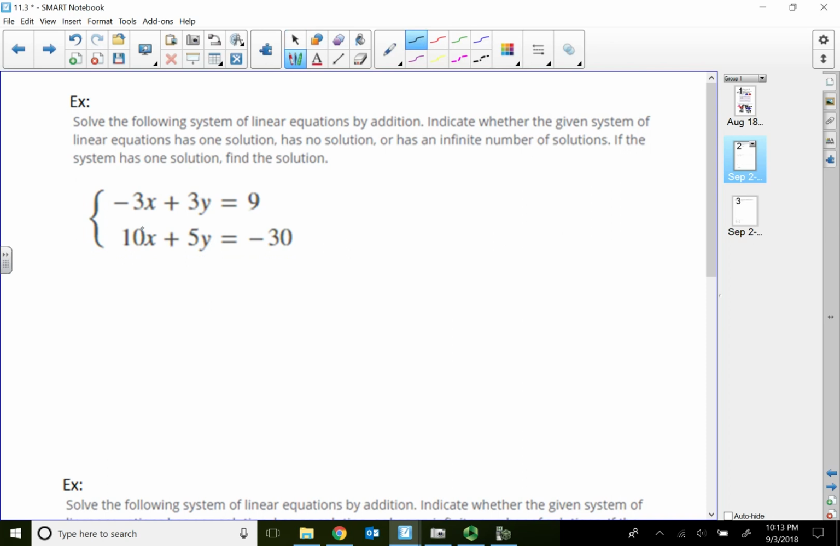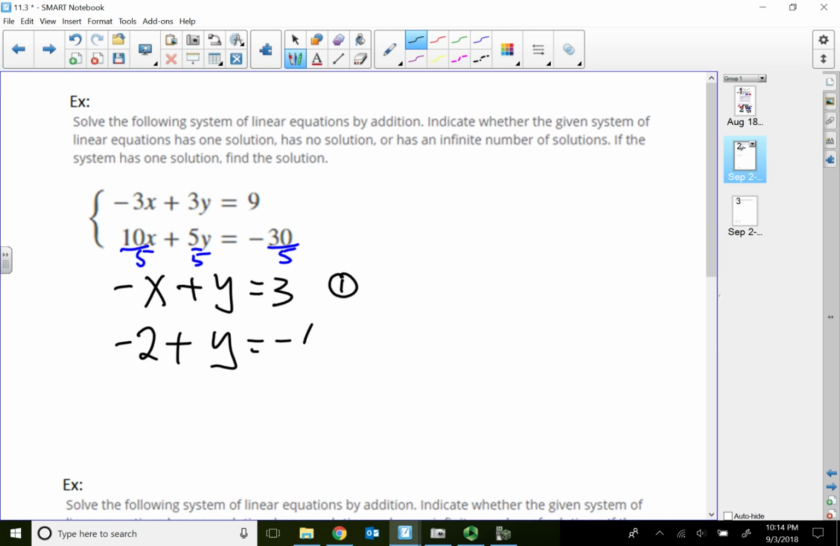Okay, so I notice my first equation or first line, every term is divisible by 3. So I'm going to say this is negative x plus 1y equal to positive 3. Let's call that my first equation. My second line or second equation, every term is divisible by 5. So I'm going to go ahead and do that. So that gave me negative 2x plus 1y equal to negative 6.